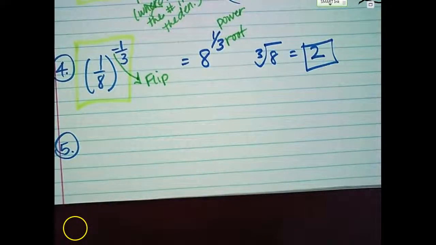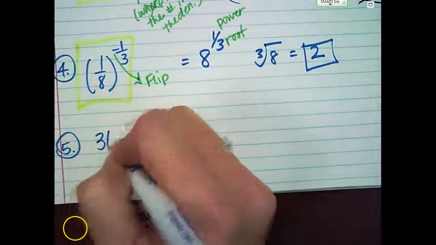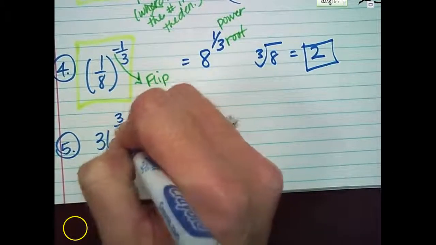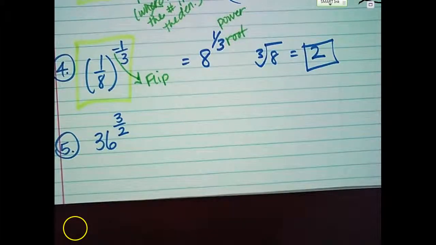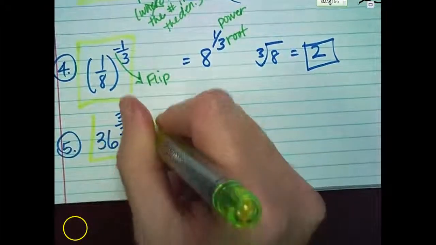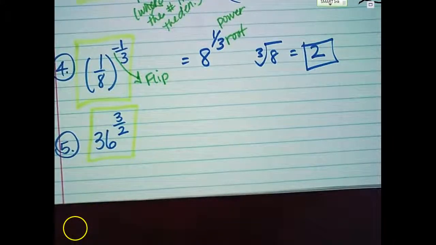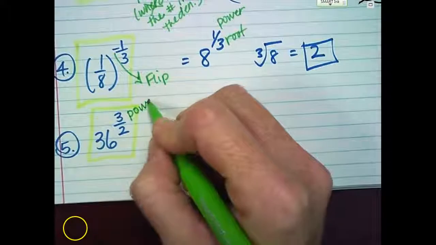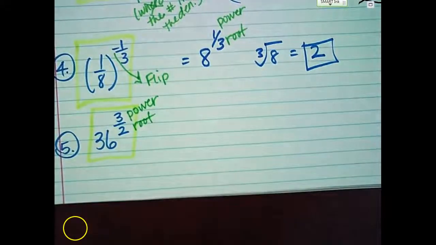Number 5. This one's strange. This one we haven't had yet. What about 36 to the 3/2 power? Power over root. And we are not allowed to use a calculator on this unit. I do not want to try to take 36 to the 3rd power without a calculator. We'd be here a while, wouldn't we? So which one should we do first? What's going to make it smaller? The square root. The root will. So take the root first, and then you can do them in your head.